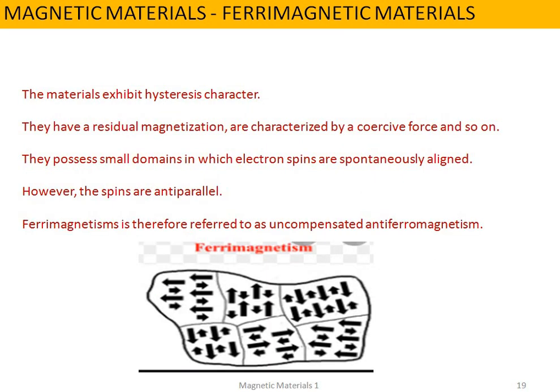So here is the figure. Even these materials exhibit hysteresis character. They also possess small domains, but you can observe that the neighboring spins are not equal in magnitude. They are of course opposite in direction, but as they are not of equal magnitude, they possess some net magnetization. They are anti-parallel. So this is about the basic differences between ferro, antiferro and ferri.